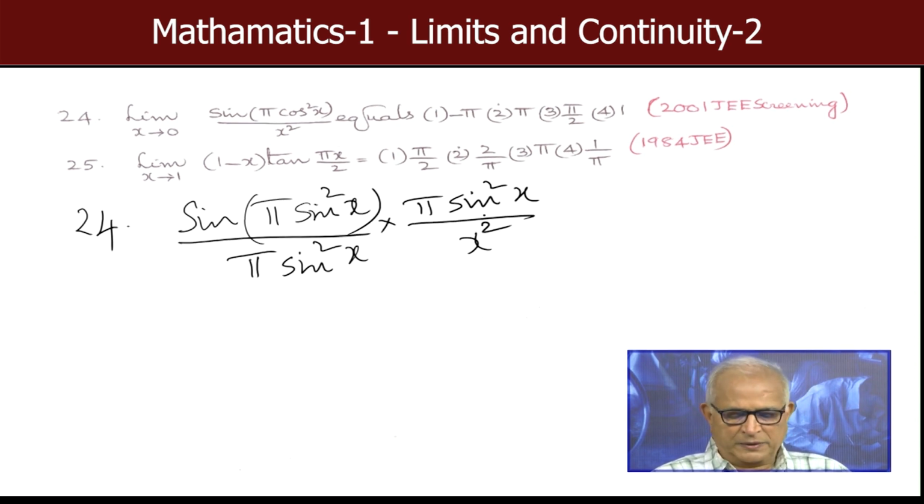I multiplied by pi sin squared x and also divided by pi sin squared x. Sin of pi sin squared x is the same as sin of pi cos squared x. You follow this? And this is in the form sin theta by theta. As theta tends to 0, limit x tends to 0. When you put pi sin squared x as theta, when x tends to 0, theta also tends to 0, limit of a composite function. So this limit will be equal to 1.